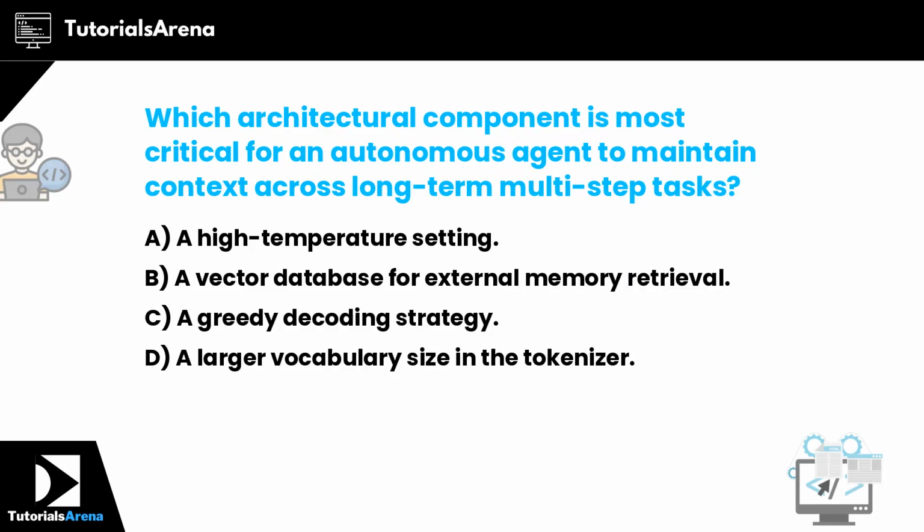Which architectural component is most critical for an autonomous agent to maintain context across long-term multi-step tasks? The correct answer is option B. A vector database for external memory retrieval.